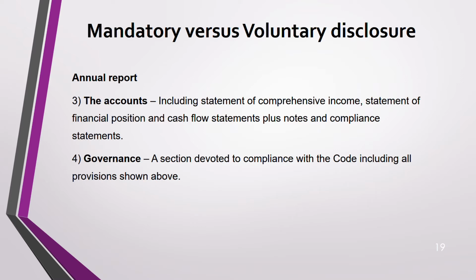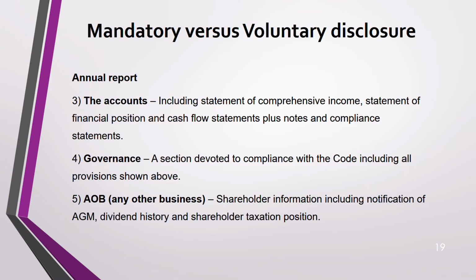Governance, a section devoted to compliance with the code, that you are complying with this code, including all the provisions shown above. Then AOB, or any other business. Okay, AOB stands for any other business. Things like shareholder information, like notification of AGM, annual general meeting, or any dividend history, or any shareholder taxation position. These are voluntary.